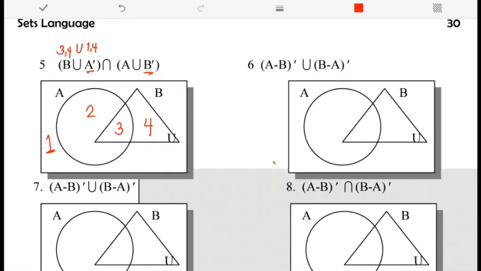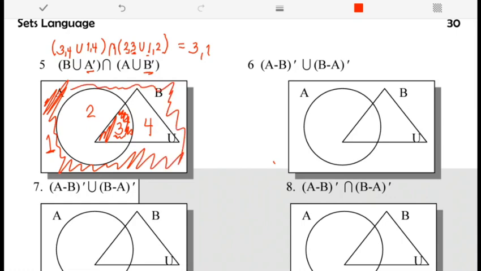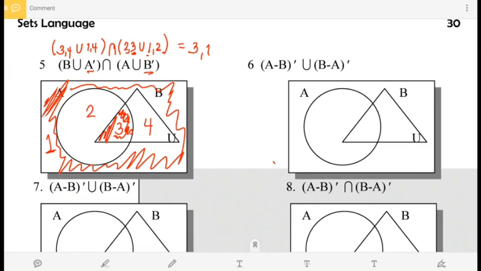And union them. After that, your A is 2 and 3, union with not B, which is 1 and 2. Now if you combine everything, you have 1, 3, 4 here and 1, 2, 3. The common ones between them will be 3 and 1. So the answer will be section 3 and section 1 outside. That's the technique: label the parts and do the operations. It will be easier for you to figure out the final answer.